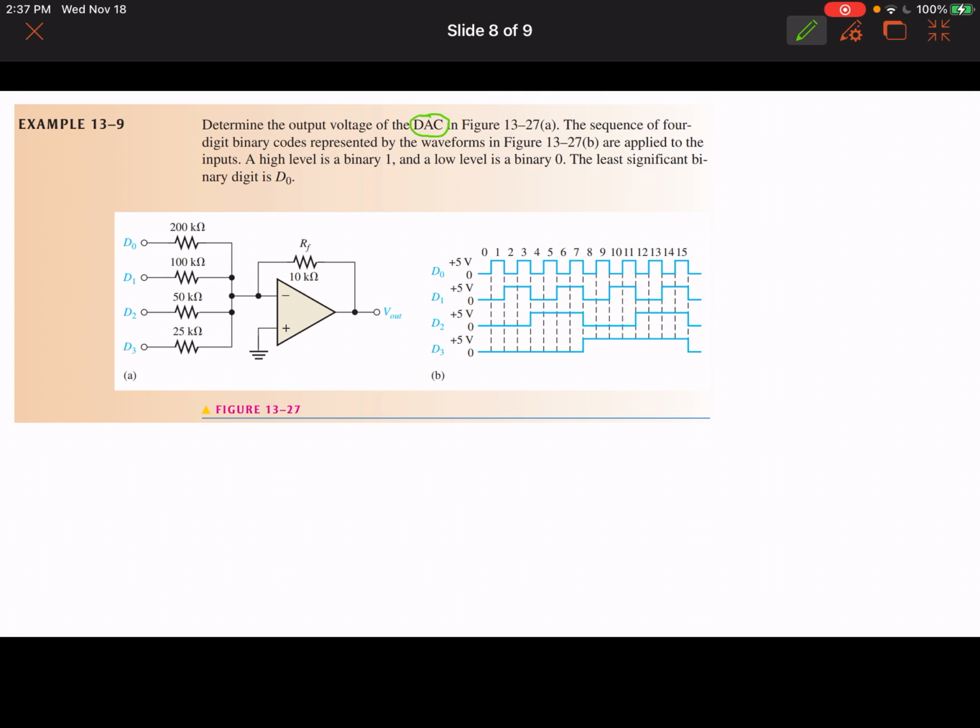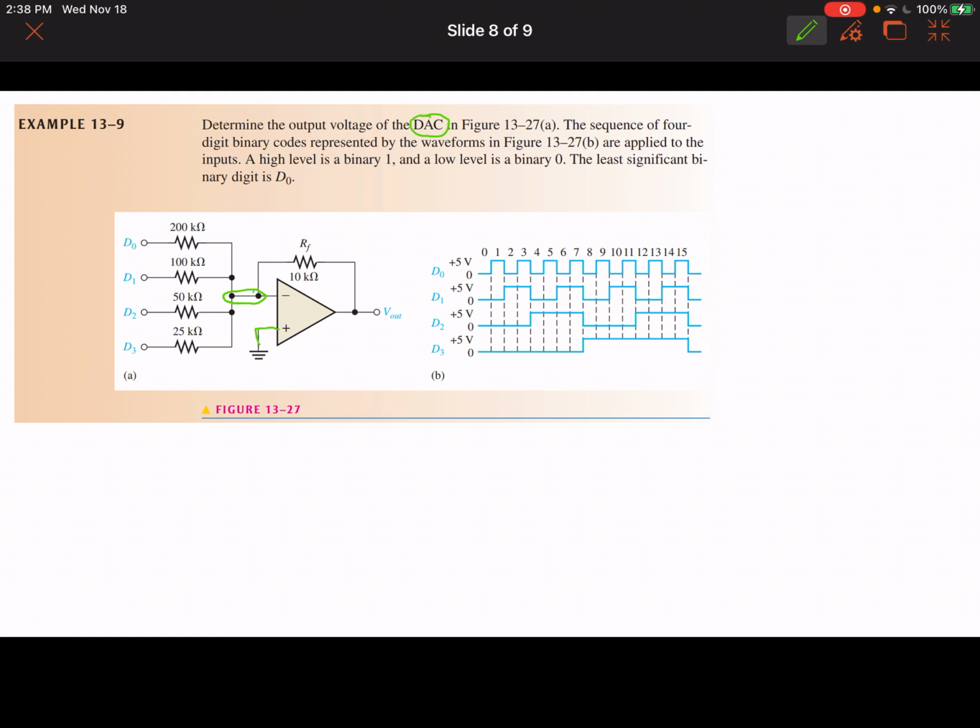Okay, so we know that here, this non-inverting input is grounded because of golden rule number 2, which means this inverting input is also grounded, which means that the currents through each of these input terminals are defined by whatever voltage you have coming in divided by the input resistances.